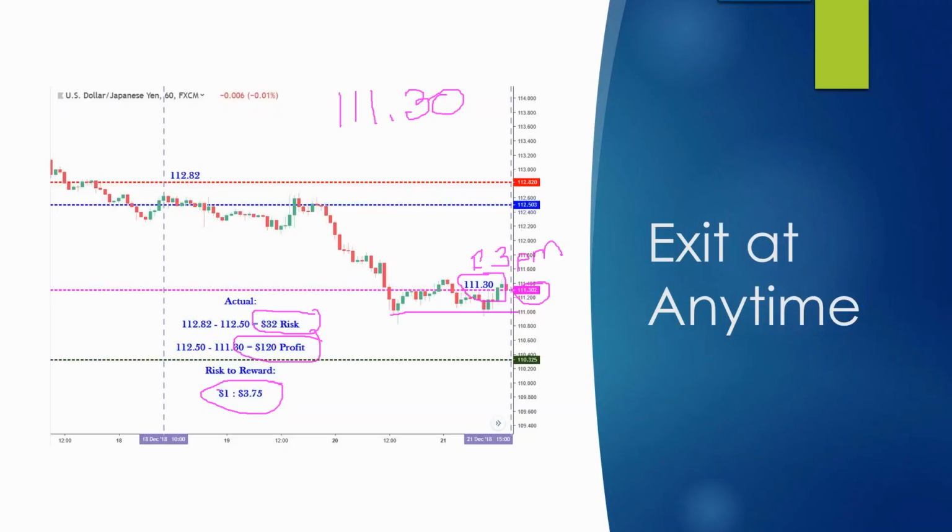What are my favorite instruments for brackets, Mike? Probably the British pound dollar, the euro dollar, the NASDAQ, the ES, the Russell.